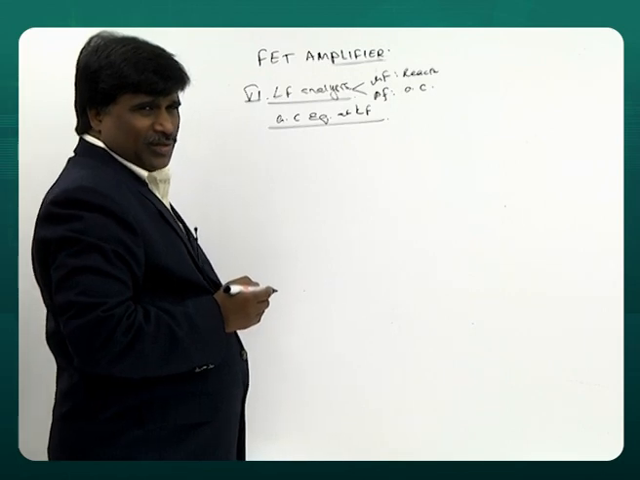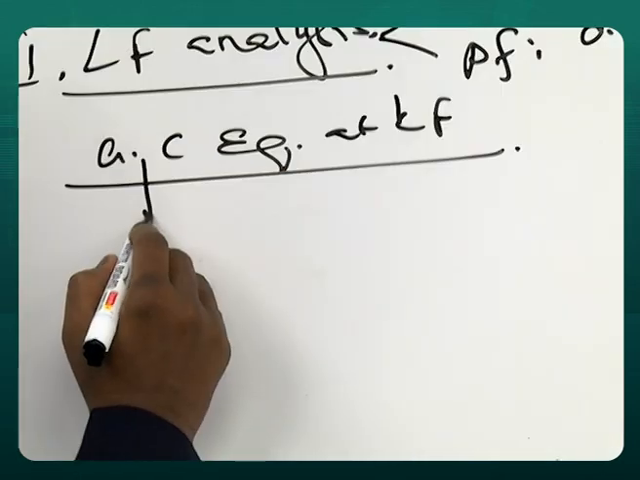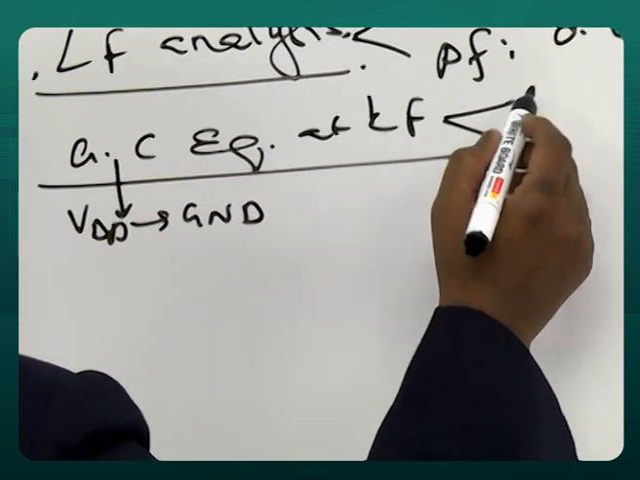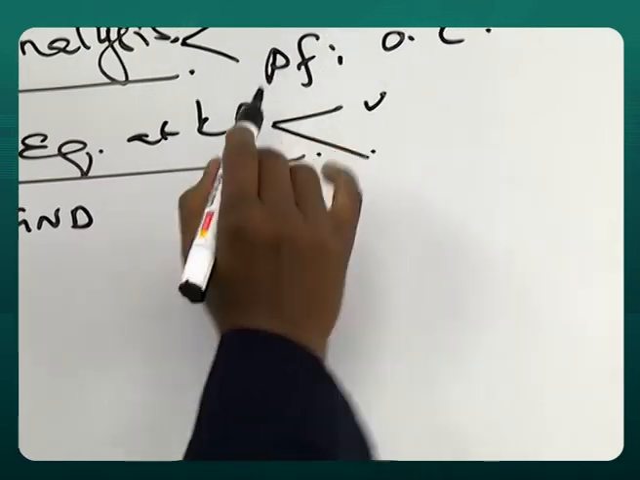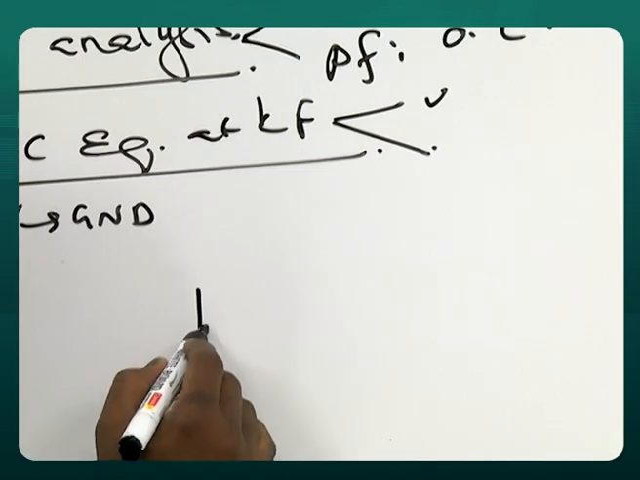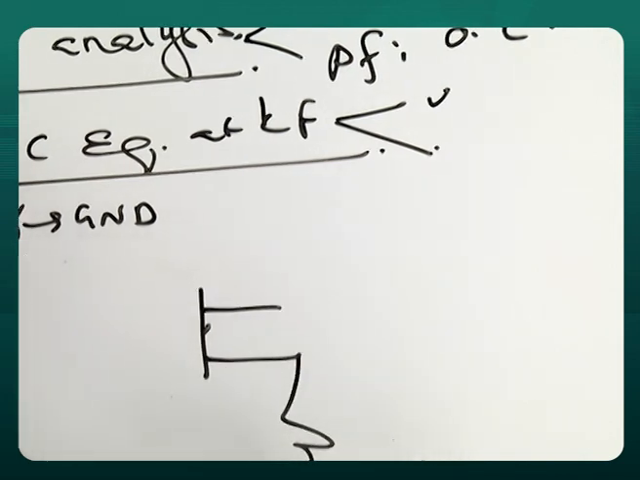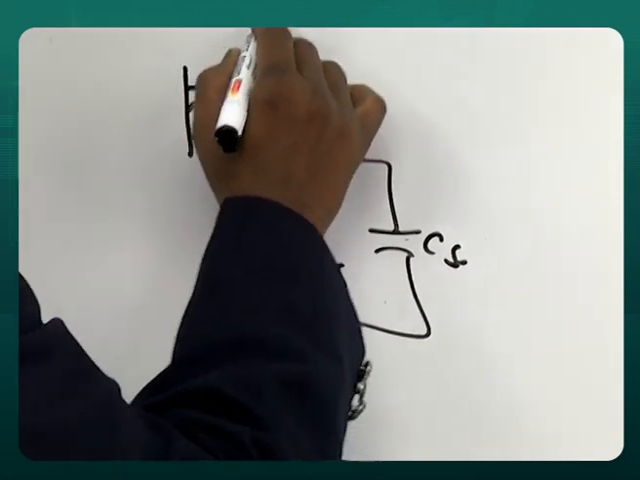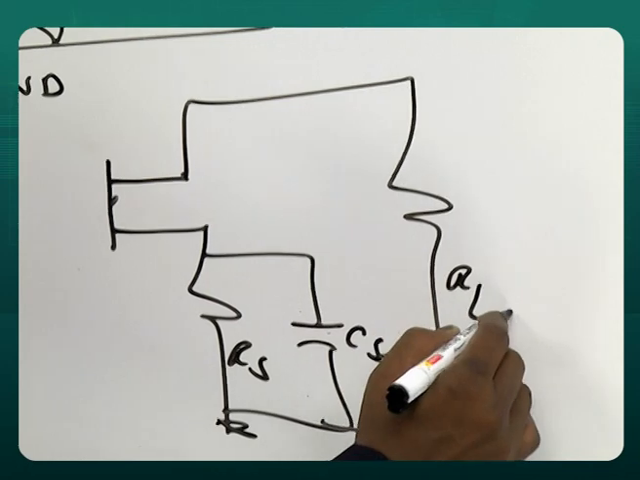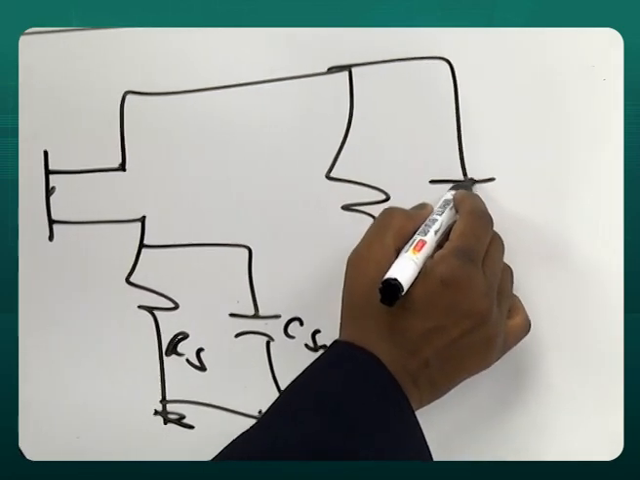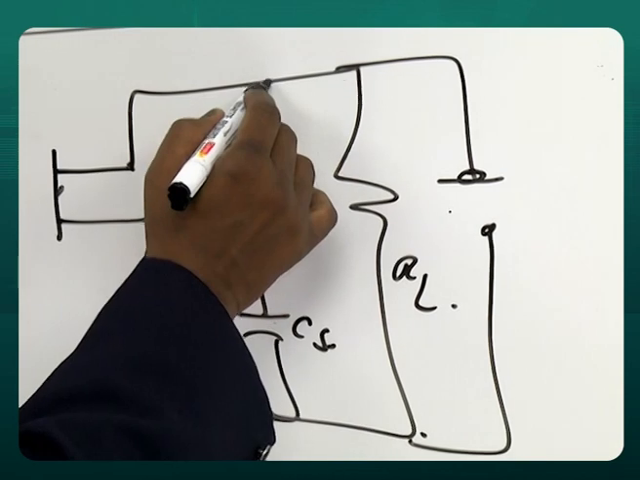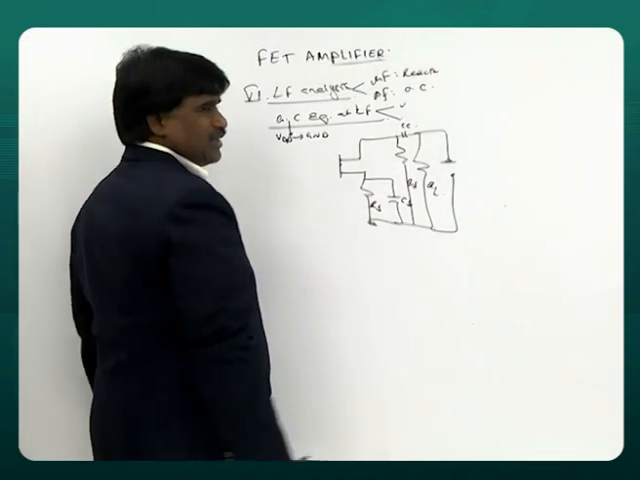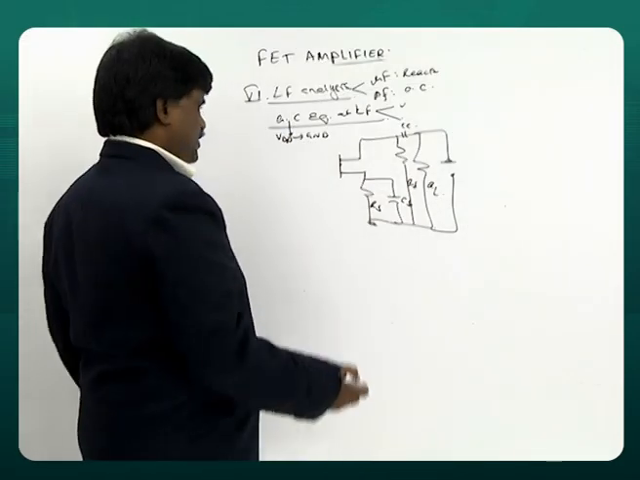AC equivalent at low frequency. AC means, as I already said, supply is grounded. Low frequency is, I already told you. So now what happens is, all microfarad capacitors come into picture. RS, CS, RL, CL is open circuit. And you have RD here, CC here. All capacitors come into picture.